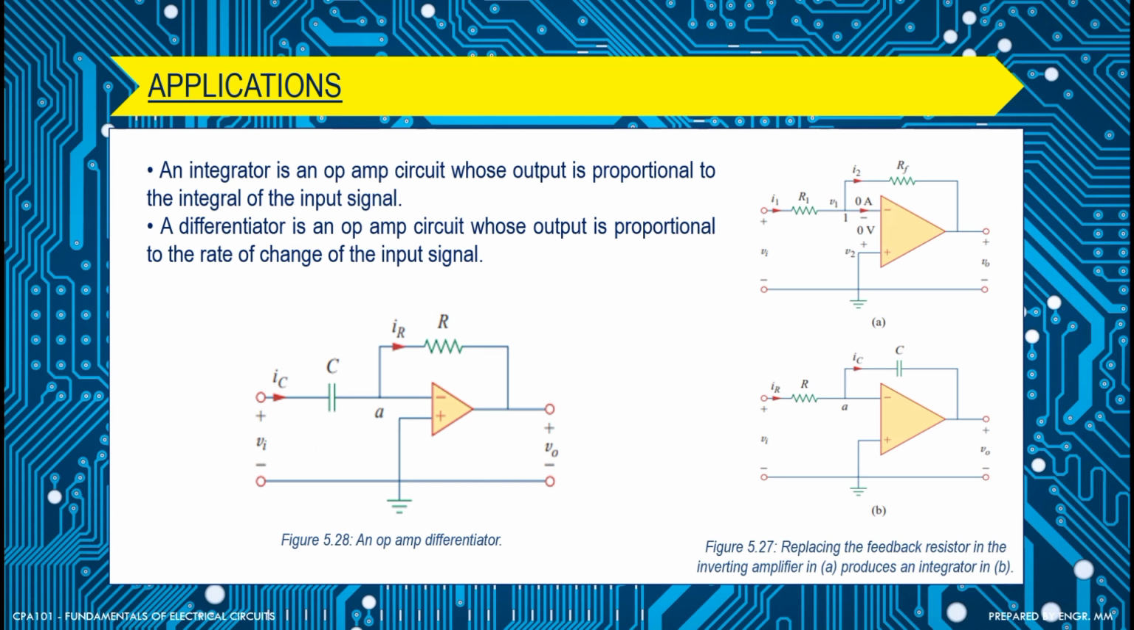We also have the integrator, an op-amp circuit whose output is proportional to the integral of the input signal. This is an example of an integrator. Here, replacing the feedback resistor in the inverting amplifier with a capacitor produces the integrator. And a differentiator is an op-amp circuit whose output is proportional to the rate of change of the input signal. This is an example of an op-amp differentiator. As you can see, we have a capacitor and resistor here. For the integrator, we have the resistor here and the capacitor here. That's the symbol for them.